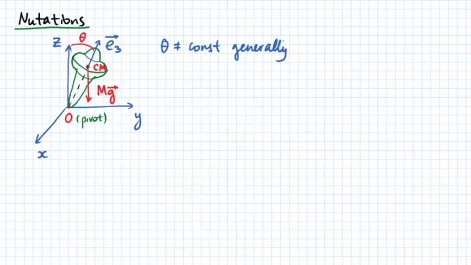We want to figure out the solution for theta, which we can do using the result from the previous lecture, where we found the Lagrangian, and we can write the equations of motion and solve the second-order differential equation for theta. Alternatively, we can proceed by writing energy conservation.